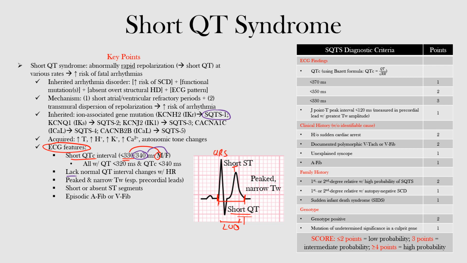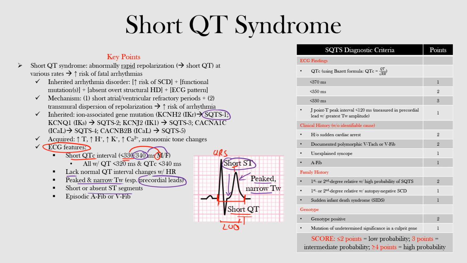And that's this one here, where we see an absent or short ST segment, okay? So we have a short ST segment here. Sometimes it's pretty much absent. And then we have these peaked, narrow T waves, okay? So peaked and narrow T waves, as you can see in this case here. So an absent or short ST segment, and these peaked narrow T waves, especially in those precordial leads, tend to be the most evident. Now, a final point with EKG is that because short QT syndrome is arrhythmogenic, we may see episodes of atrial fibrillation or ventricular fibrillation. So let's conclude this lecture with the diagnosis and treatment.